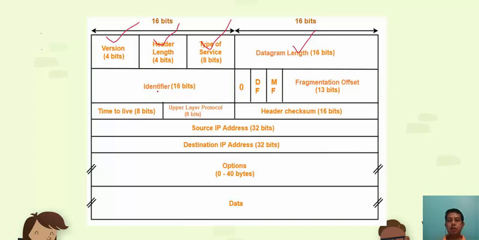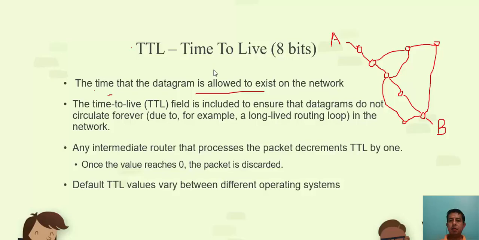Next, this field, identifier, 3 flags of 1 bit each, and a fragmentation offset. These fields are together involved in an issue called fragmentation. We'll discuss fragmentation in detail after we discuss the other header fields. So let's keep this off for now and go to the next header field, time to live.